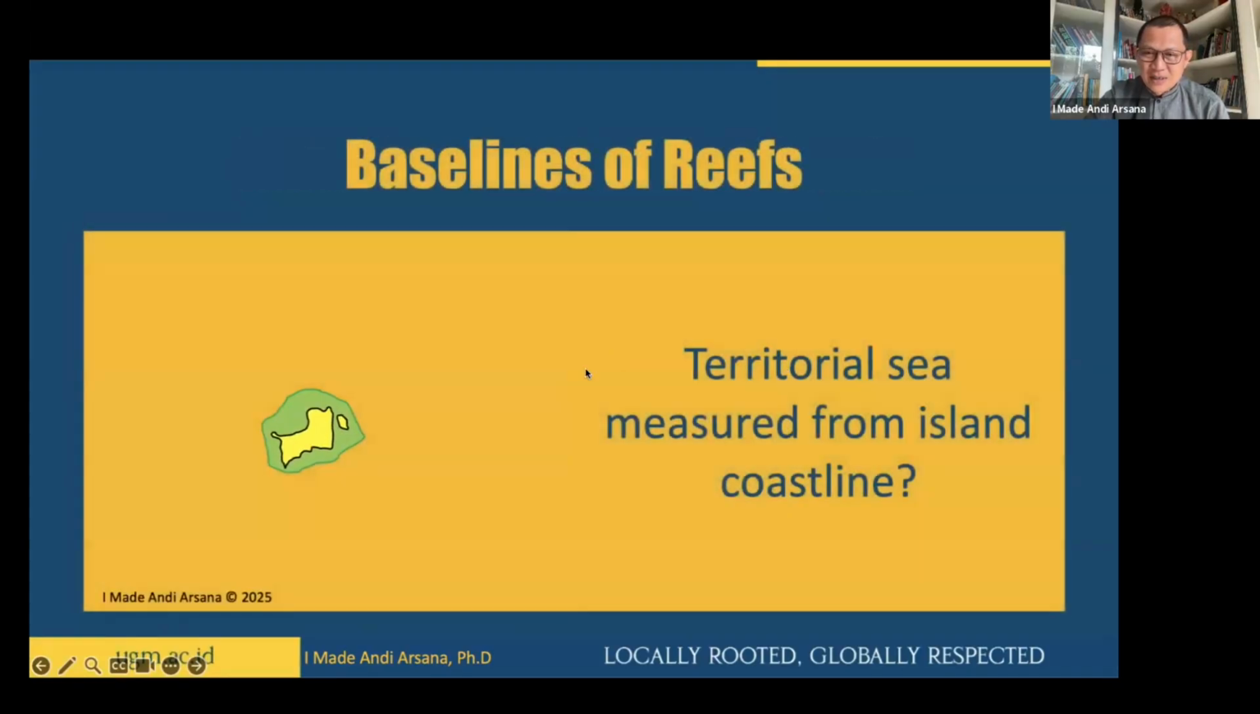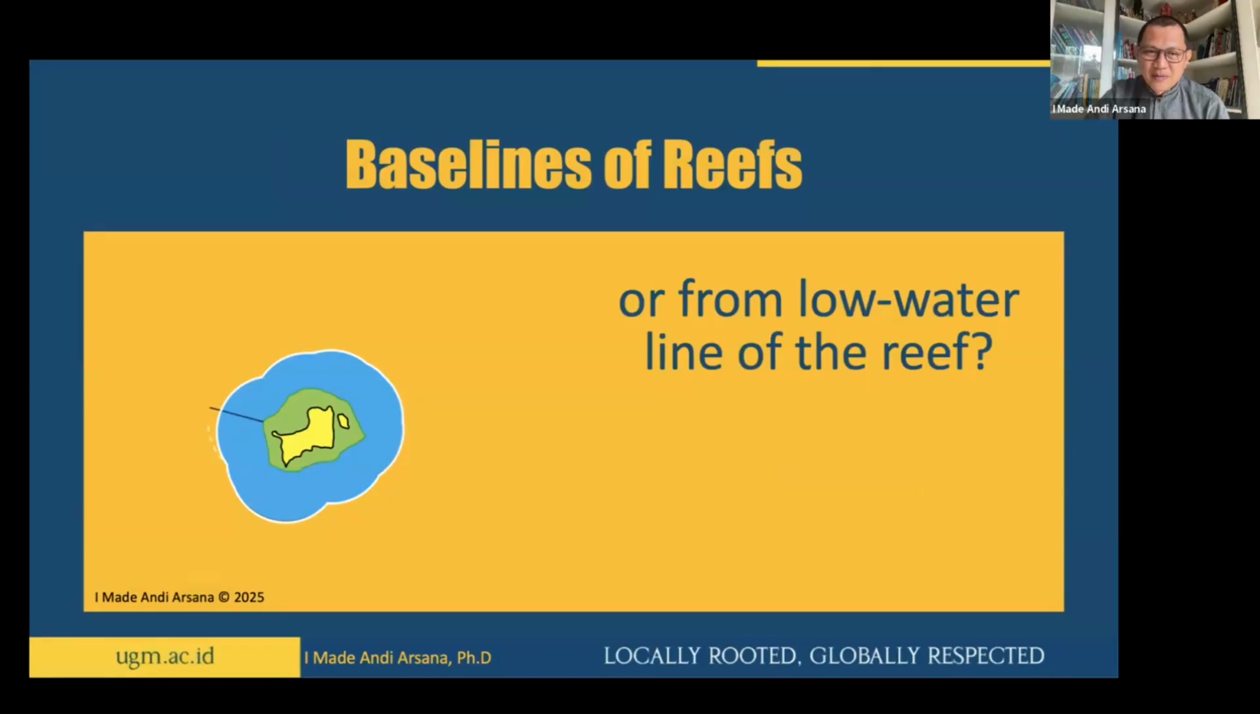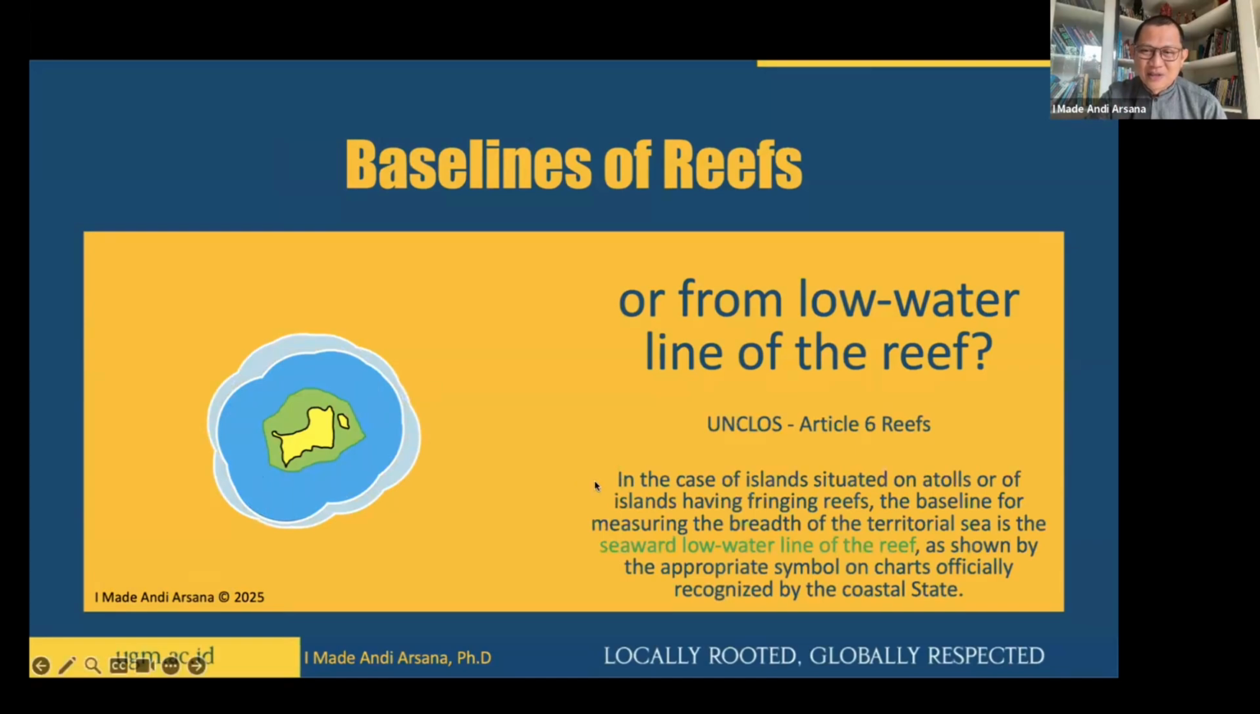Do you think the procedure or method looks like that, or is it from here, from the low water line of the reef? Is it from the island or from the reef? Because actually this is a small island within the reef. This is the answer. In this case, the breadth of the territorial sea is measured from the seaward low water line of the reef. So this is the right one. The outermost line. So instead of from the island, it is measured from the reef.